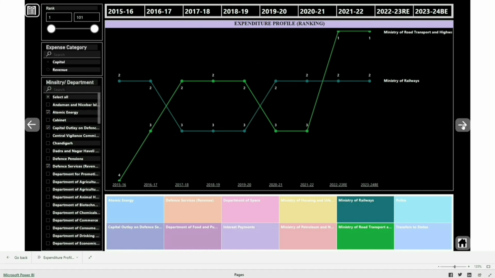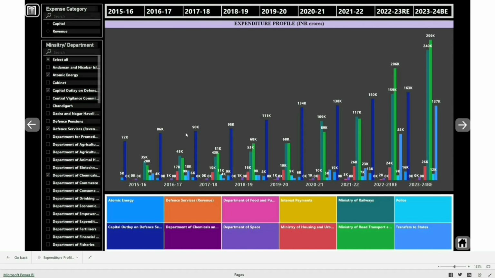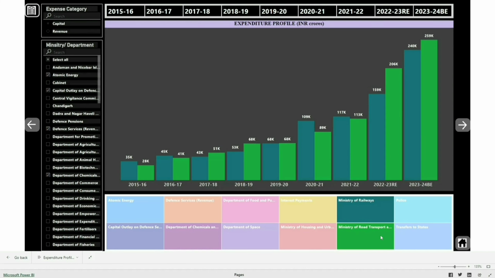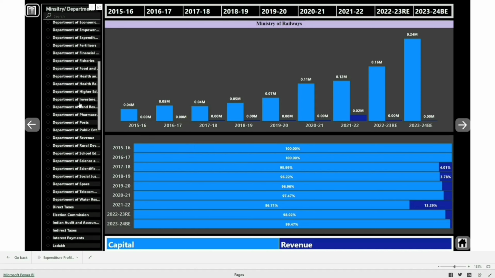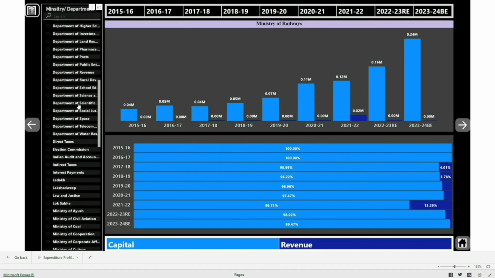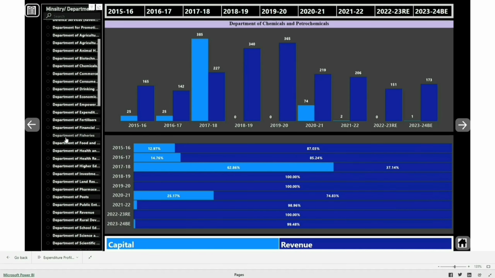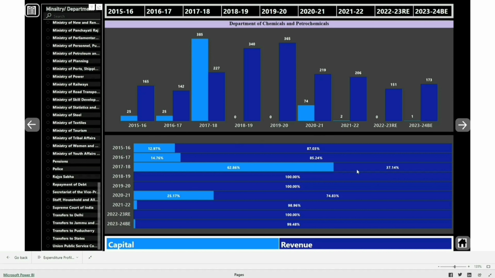So let's click on the next page. Here you will see that I've divided those expenses in revenue and capital, but here the amount is being shown, right? So let's click on Ministry of Railways as well as Ministry of Road Transport. You can see the capital expenses, but when you click on revenue expenses, you can see this changes, right? You can use this accordingly. So moving forward, what I've done here is that you can select any of the departments and ministries, right? Click on the same, and here you'll be able to see the breakdown for them in terms of capital expenses as well as revenue expenses, right?